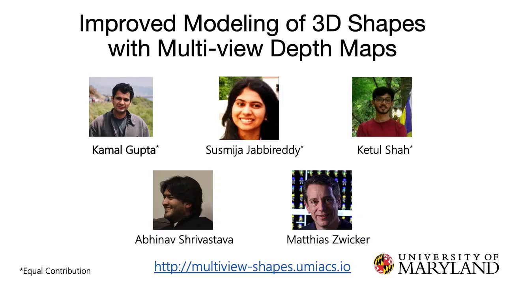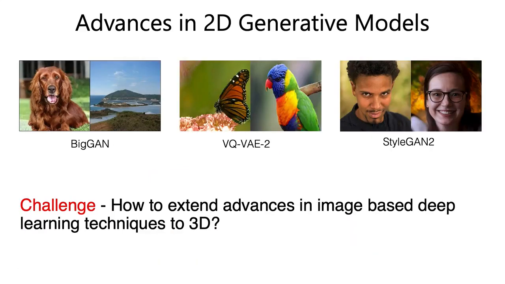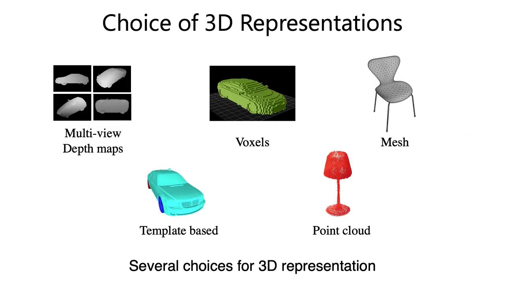We present our work on 3D shape modeling using multi-view depth maps. In the past couple of years, there have been rapid advances in representing and synthesizing images using deep generative models. These advances can be attributed to both improvement in neural network architectures as well as large-scale image datasets. The objective of our work is to repurpose the models used in the image domain for the domain of 3D objects.